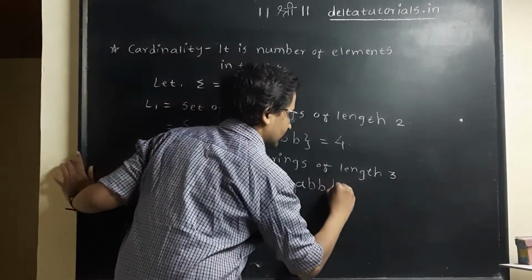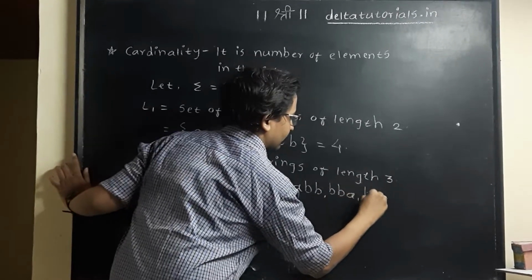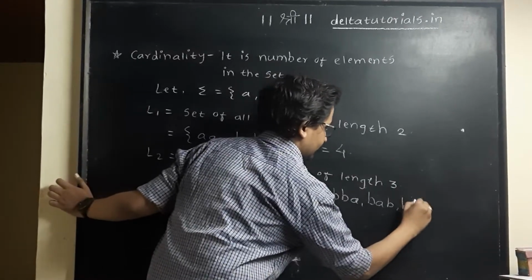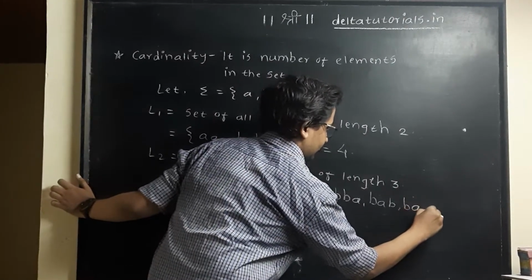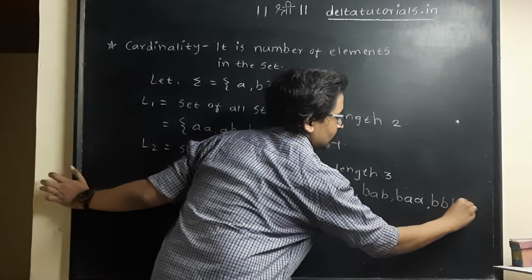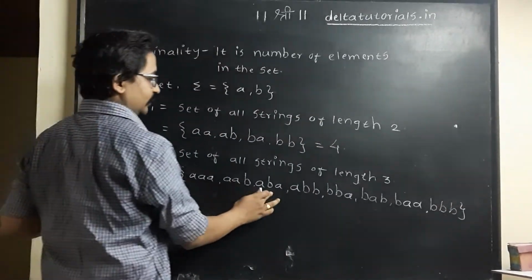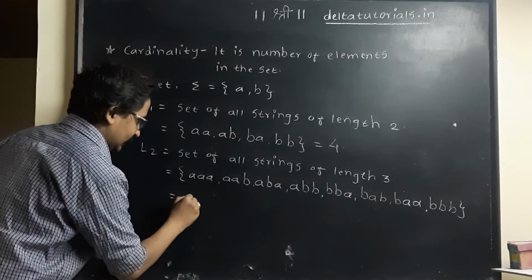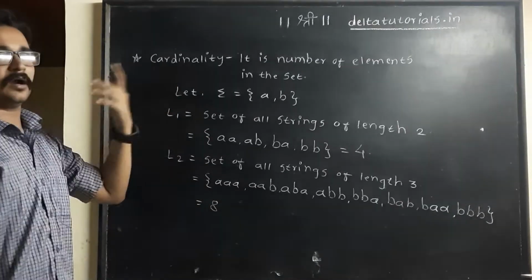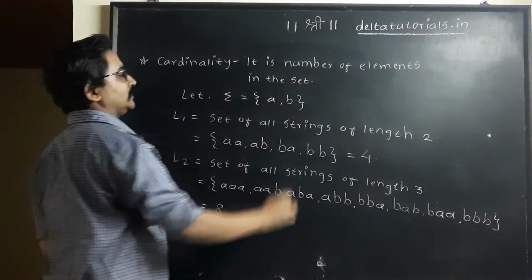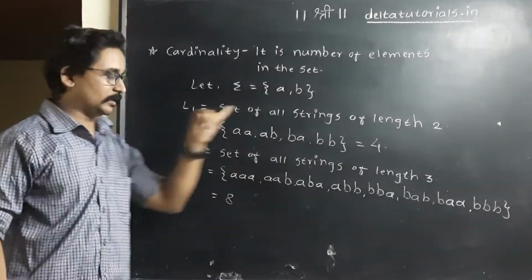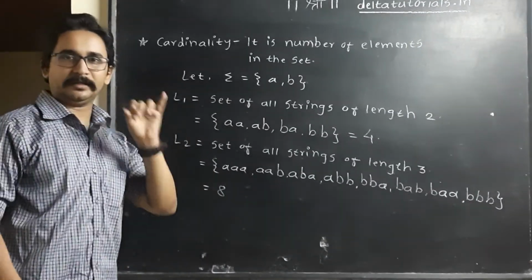Now for B: BBA, BAB, BAA, and the last one BBB. So here we can see 1, 2, 3, 4, 5, 6, 7, 8. 8 elements are present. So the cardinality of this L2 language is 8, because cardinality is nothing but the number of elements in the set. So as per this definition, the cardinality of L1 is 4 and the cardinality of L2 language is 8. Thank you.